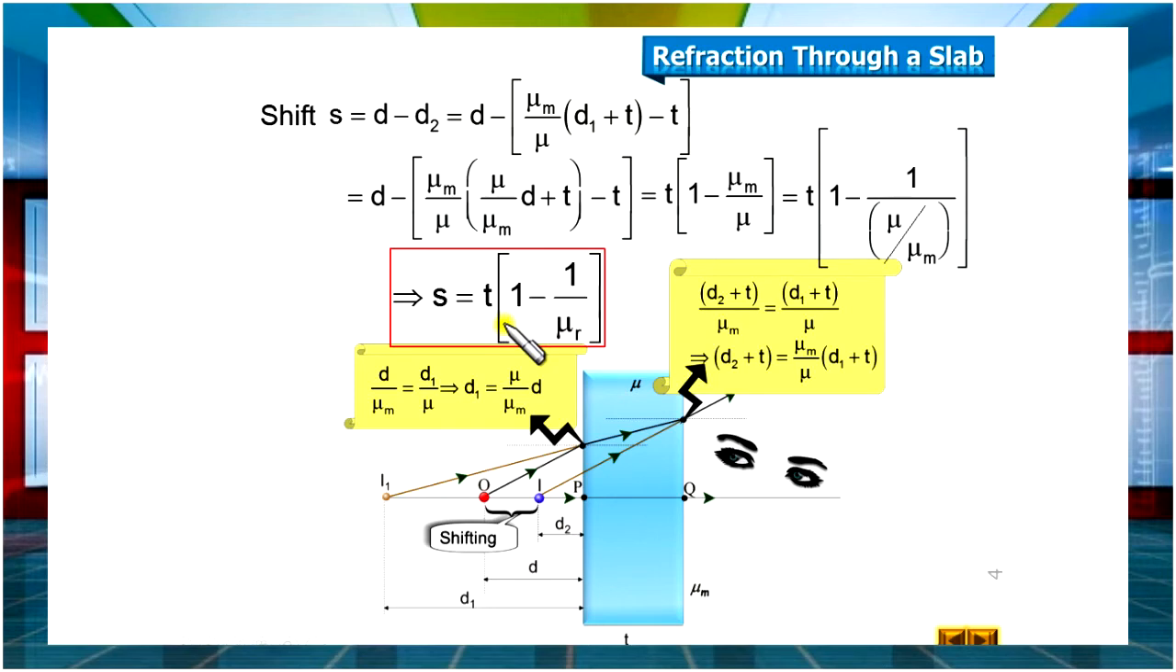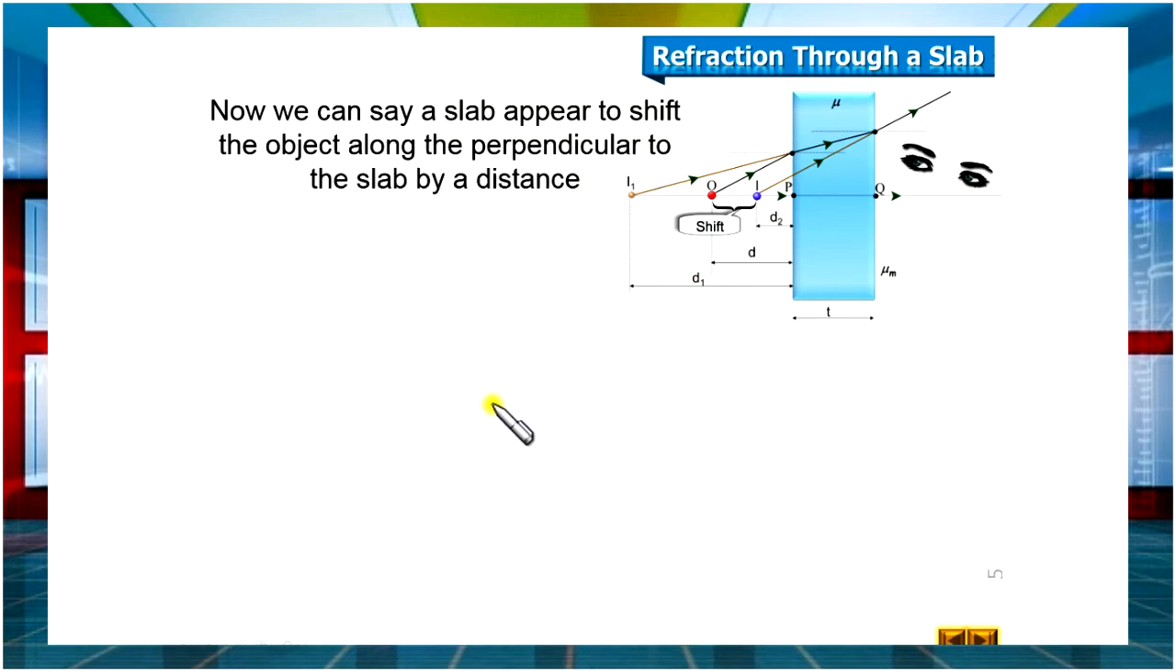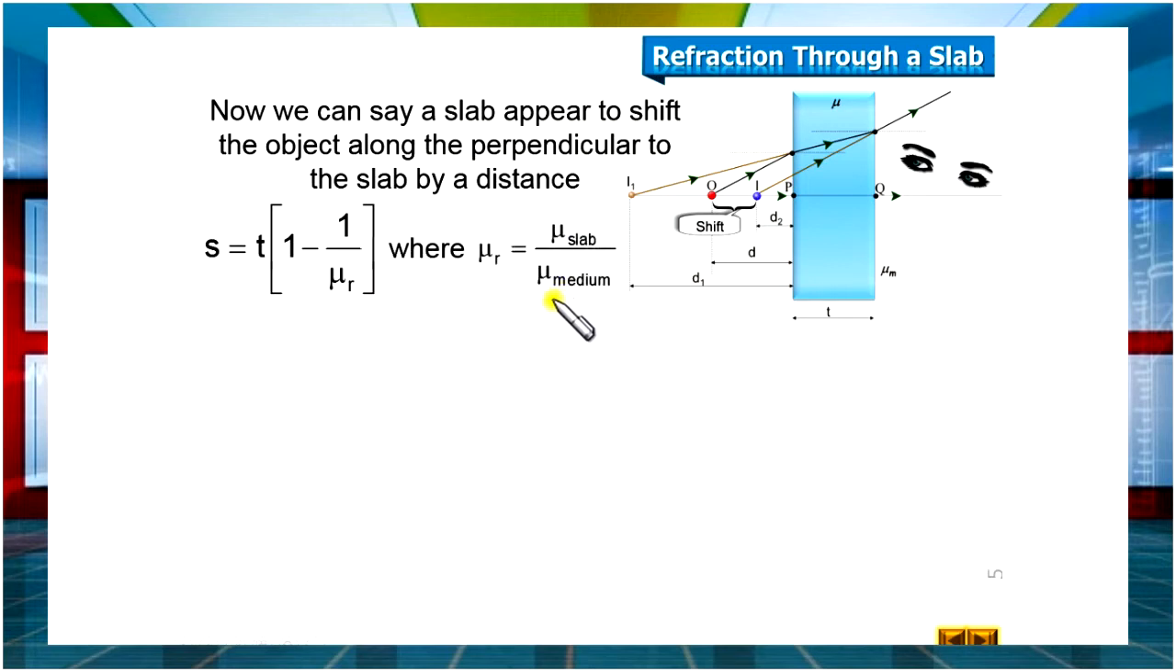This is the shifting value. So here we can say the slab will appear to shift the object position if you are observing from this position, the right side of the slab. That means this slab will shift the object position by the value small s, right? That is, if we are observing in the normal incident case, it is not exactly at the normal position, it is somewhere near the normal. So this shifting is in the direction of the ray traveling, and we have calculated s equal to t multiplied by (1 minus 1 upon mu r). And we know this is the refractive index of the slab divided by the refractive index of the medium, right?